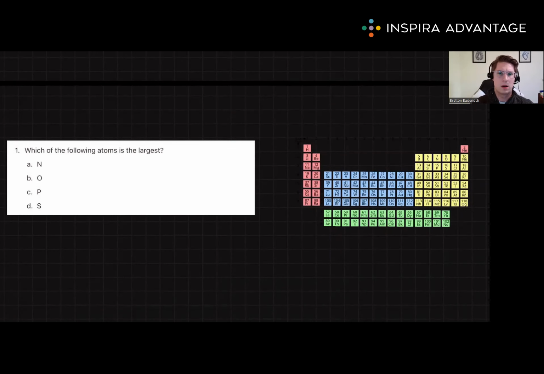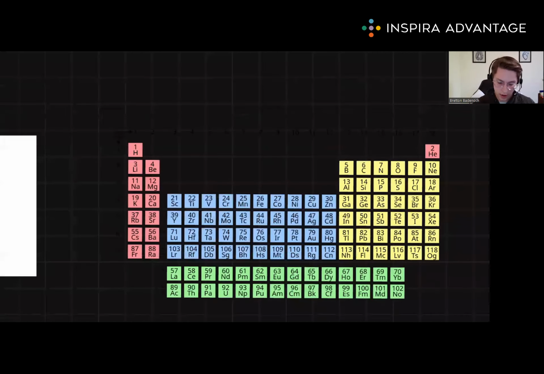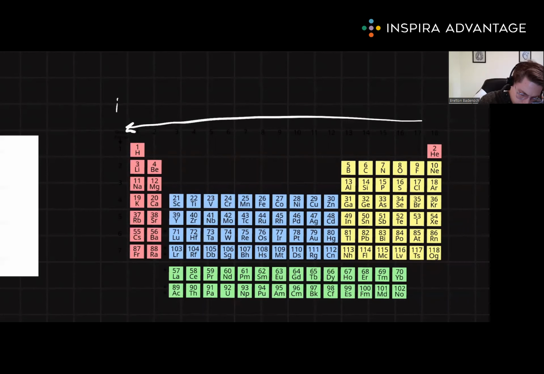Alrighty, let's begin here with question 1. Pause the video and give this a try yourself before I walk you through it. Now, this is a semi-straightforward way to test your knowledge of effective nuclear charge. From our last video, we know that atomic size decreases from left to right across the periodic table. In other words, it increases in this direction.